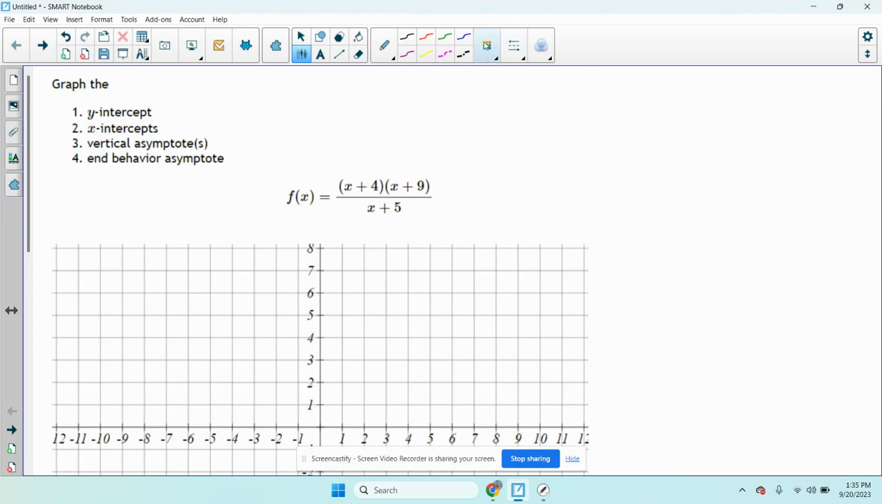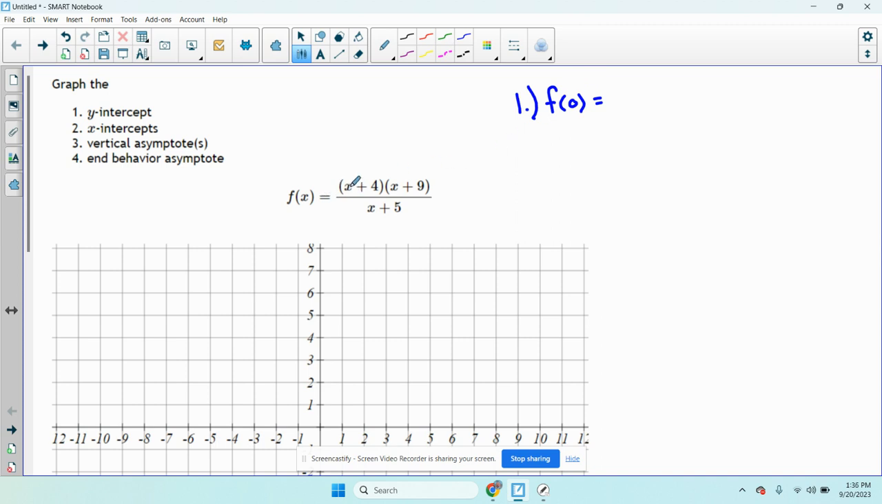Okay, so this says graph the y-intercepts, x-intercepts, vertical asymptotes, and end behavior asymptotes. The only real tricky part is number 4, but let's just go through it step by step. So number 1, the y-intercept is what we get when we let x be 0. So we're basically just finding f of 0.